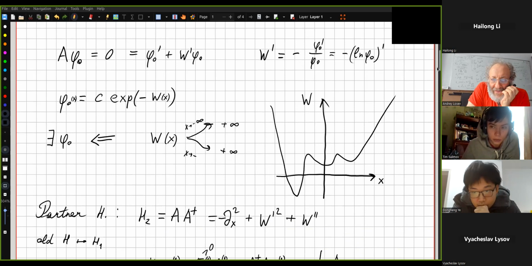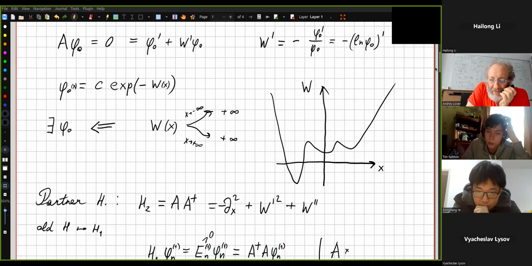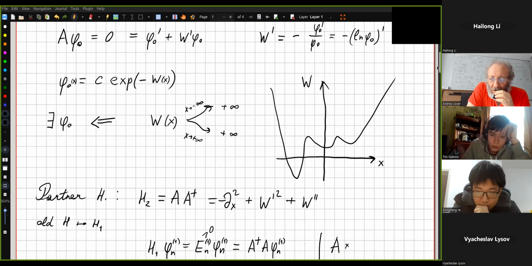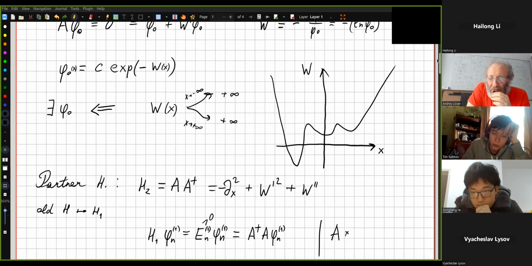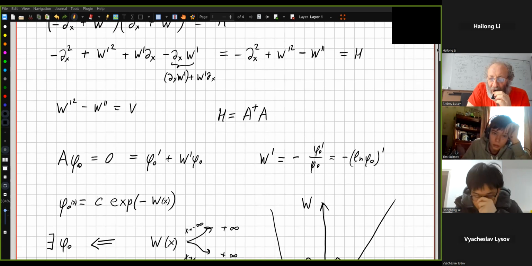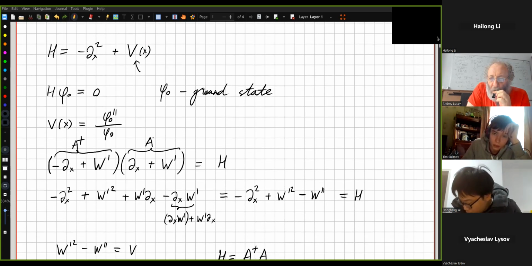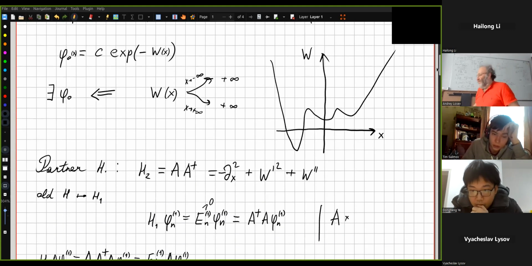And we see that for phi naught to be a ground state wave function, that is a bound state, W must have a particular asymptotics as it goes to minus or plus infinity. It's written here. If W does not have such asymptotics, for example, if W is equal to say x, then this results in W prime equal to a constant, and as you can see, the potential turns out to be constant as well, and that's the free problem, and there are no bound states there.